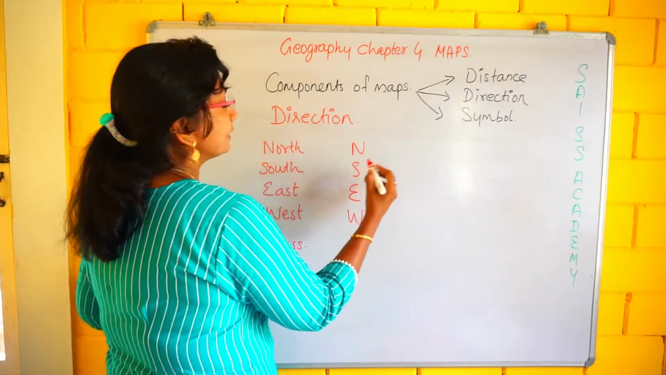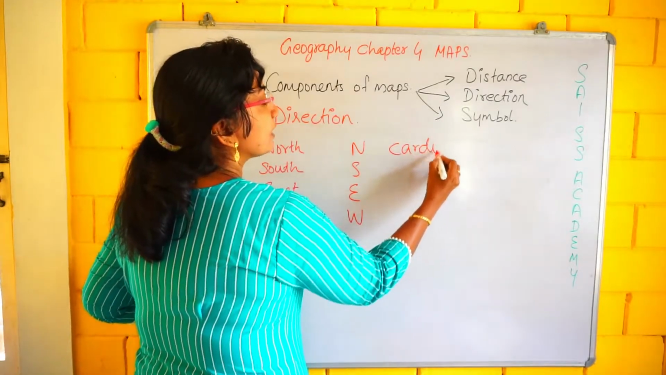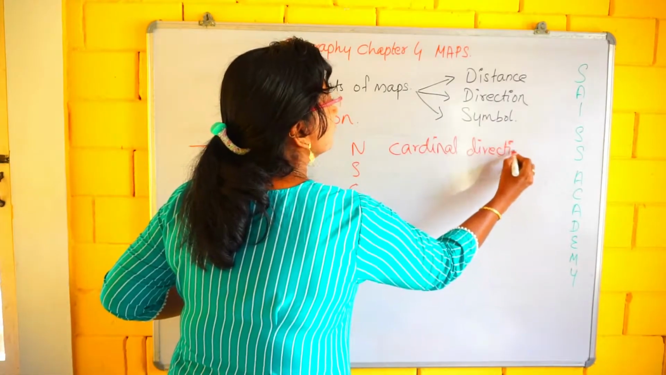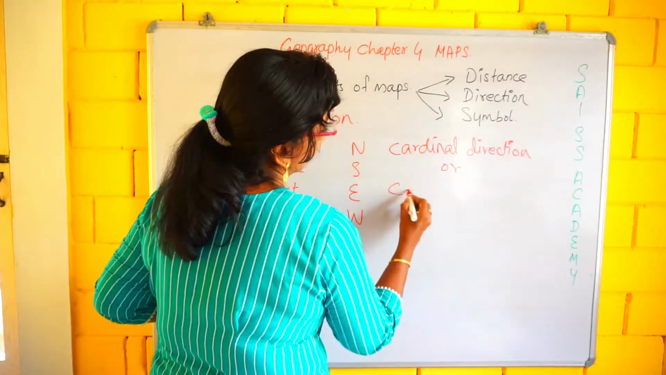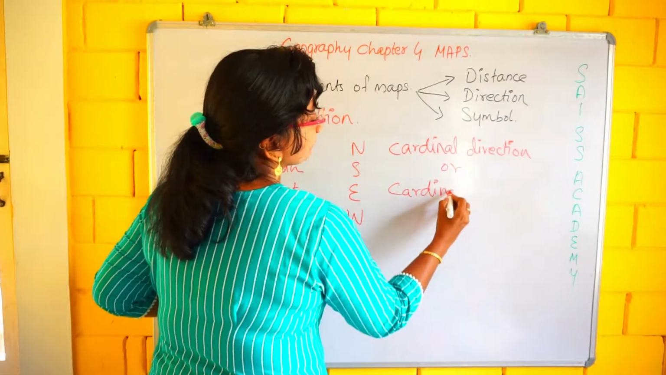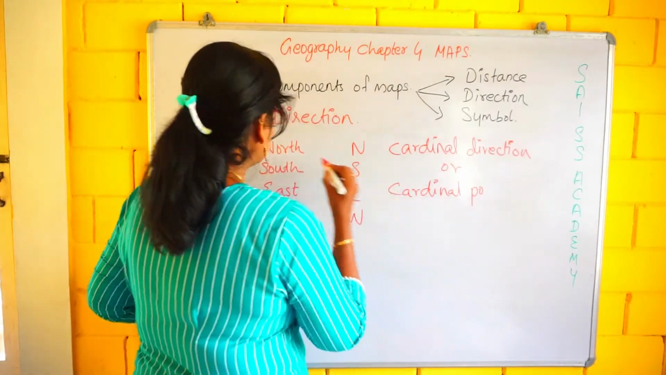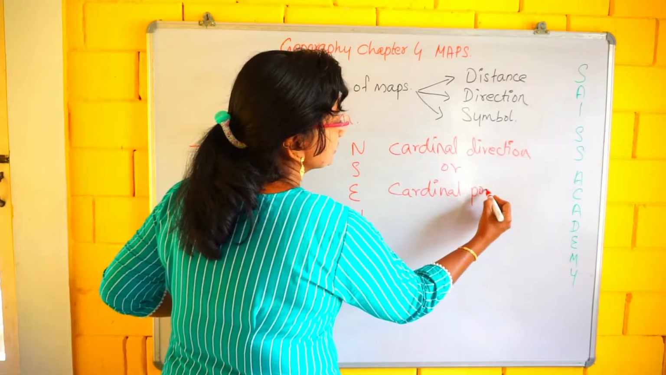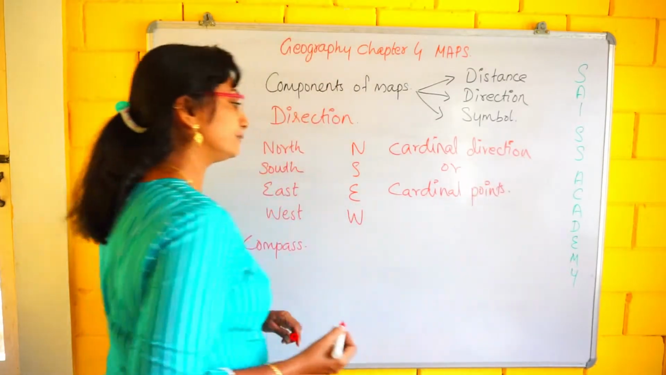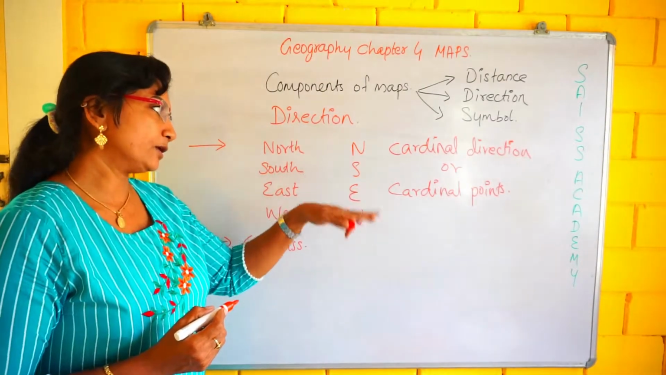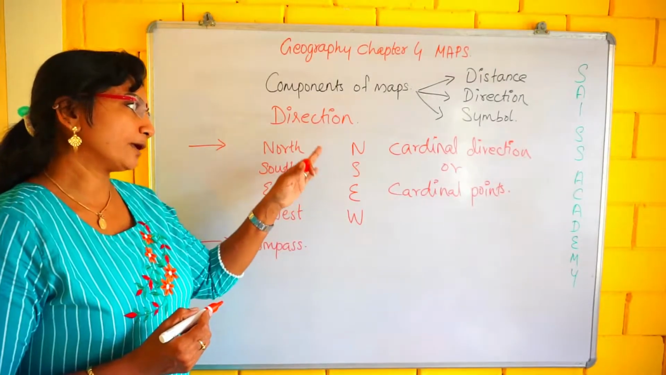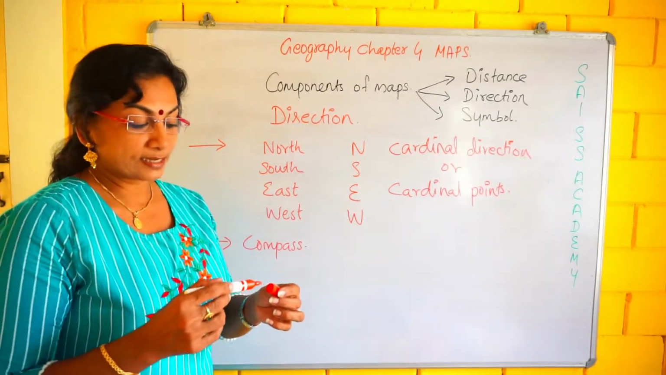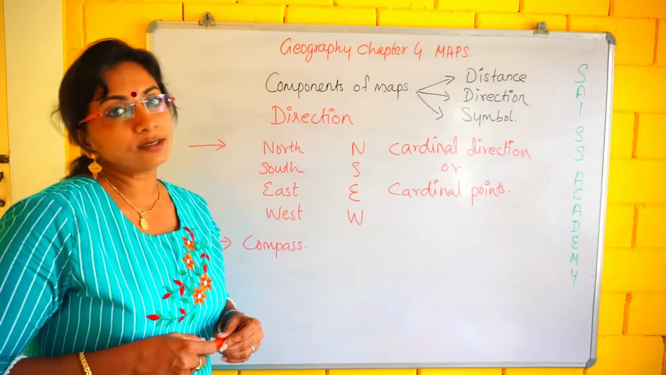Okay, and these 4 directions we can call the cardinal directions, or we can call them cardinal points. So which are the 4 directions? North, south, east, west. So we can call them the cardinal directions or cardinal points. Got it? And we denote these directions on a figure or on a map as NSEW. And what is a compass? Compass is the instrument used to find out the direction.